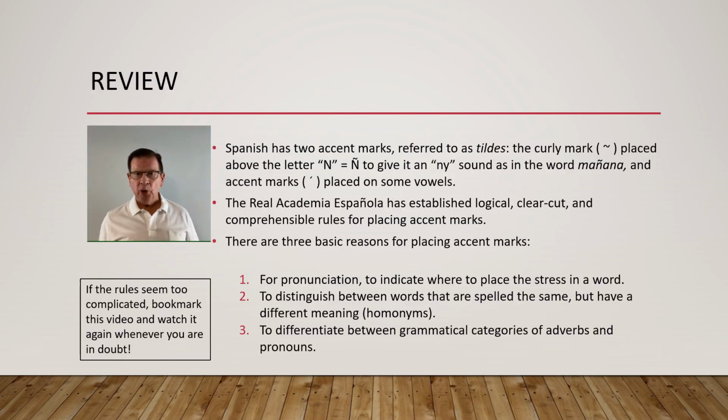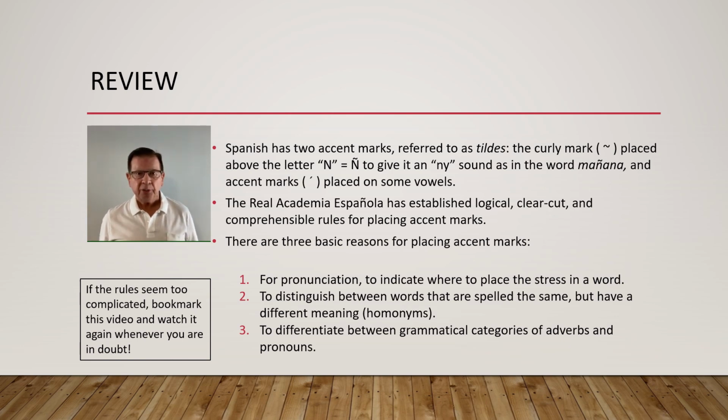Now let's review what we have learned about accent marks in Spanish. Spanish has 2 accent marks, referred to as tildes. The curly mark placed above the letter n to give it an ñ sound, as in the word mañana, and accent marks placed on some vowels. The Real Academia Española has established logical, clear-cut, and comprehensible rules for placing accents.